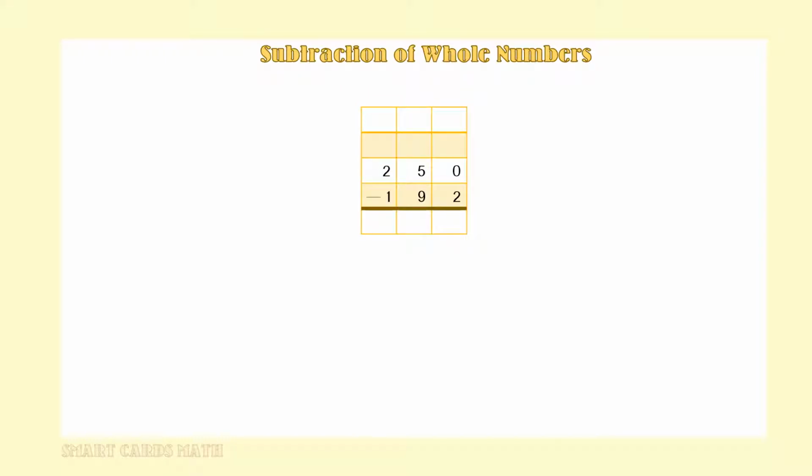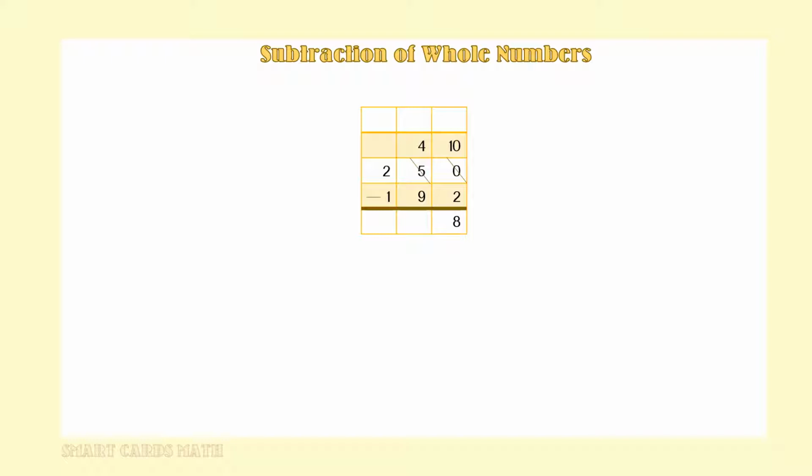250 minus 192. Let's start subtracting in the ones place. 0 minus 2. We don't have enough ones, so we have to borrow from the tens place. When we borrow one group of 10 from five groups of 10, we're left with four groups of 10. Let's take that one group of 10 and add it to 0. 0 plus 10 gives us 10. 10 minus 2 leaves us with 8. Let's go on to the tens place.